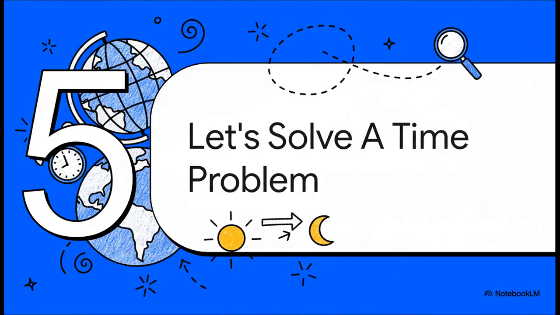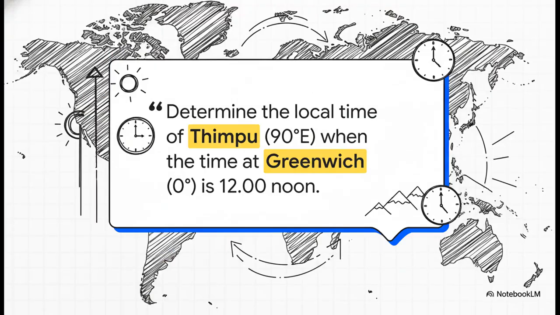Now I know what you're thinking. Oh no, a math problem in geography? But don't you worry at all. These are actually super simple once you know the trick. We're going to solve one together, step by step. Come on. Here's our question, a classic one from your textbook. We need to find the time in Thimphu, which is at 90 degrees east, at the exact moment when it is 12 o'clock noon in Greenwich, which is at 0 degrees longitude.